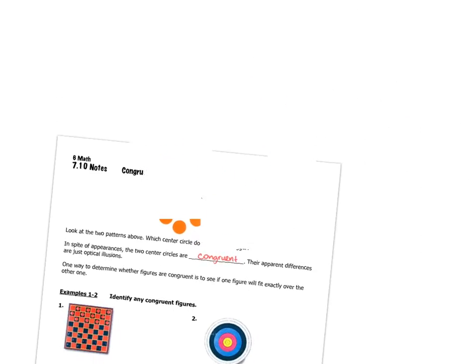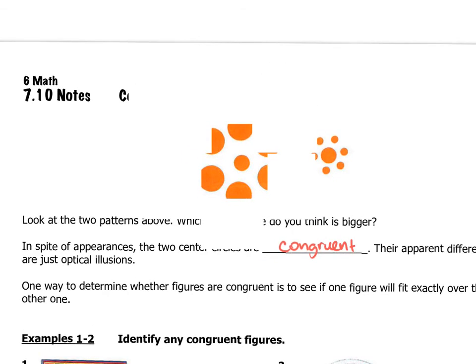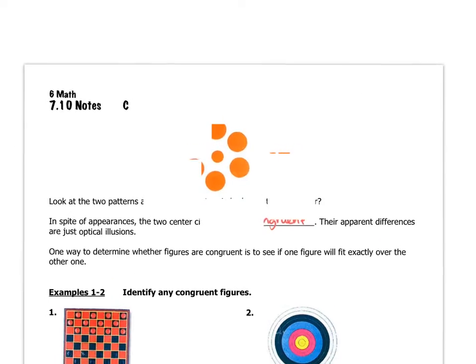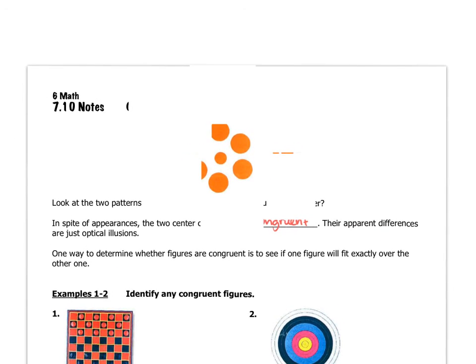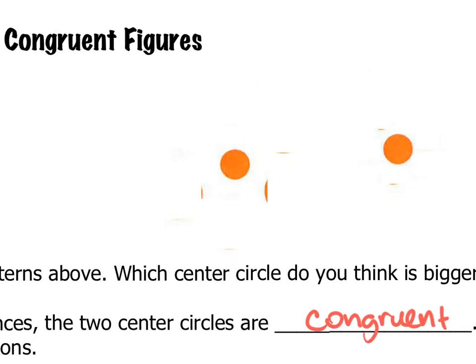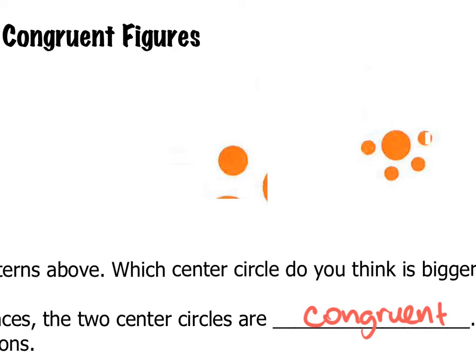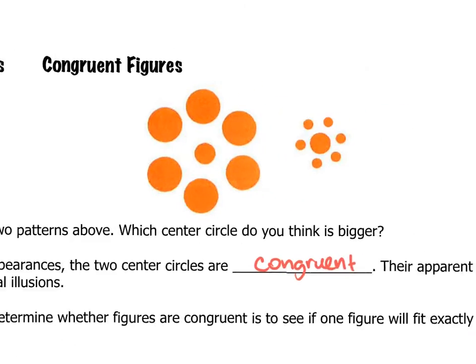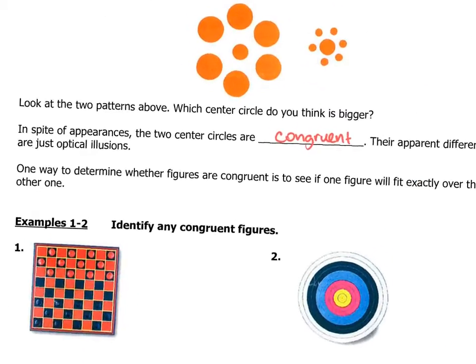And one way to do that is by determining whether one figure will fit exactly over another one. And so that's what we're going to practice here in examples 1 and 2, identifying whether or not figures are congruent to each other. Let me get rid of those boxes I drew. There we go. And we'll go down to examples 1 and 2.